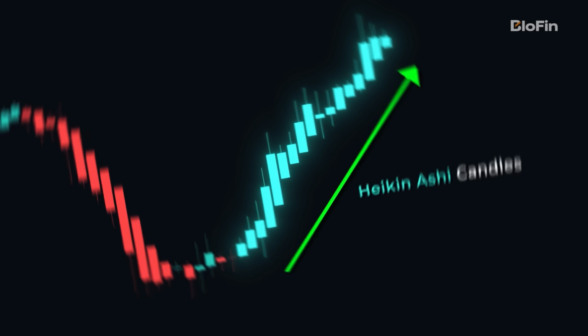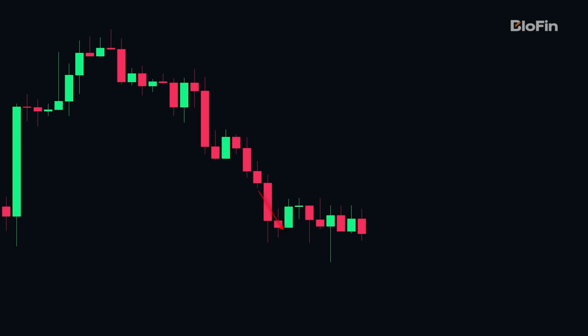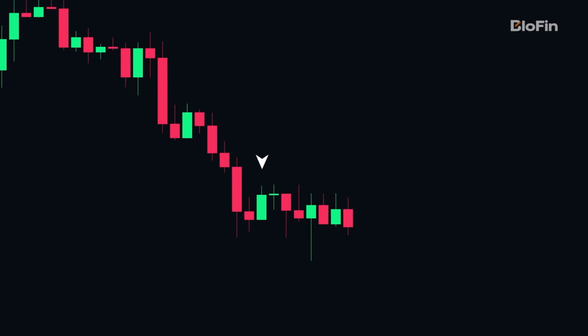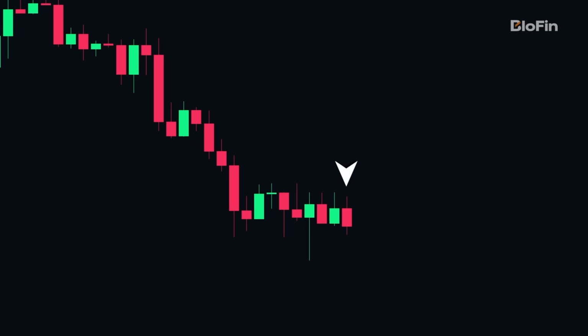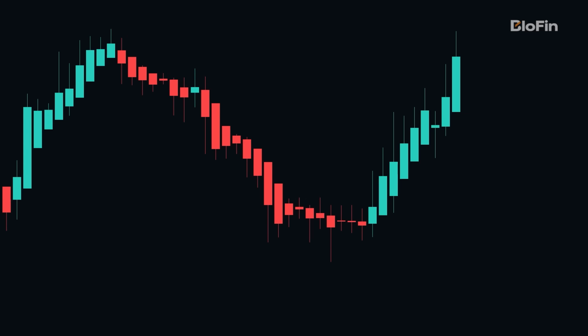Let's see another example. Here we have a regular candlestick. Price is on a downtrend, starts to move sideways, and eventually shifts into an uptrend. During this sideways movement, notice that price shows multiple red and green candles mixed together. Now again, this could make it hard to tell where the trend is heading next. However, when we switch to a Heikin Ashi chart, we can now see that the transition between the downtrend to the uptrend looks much smoother, making it easier to anticipate the next move.